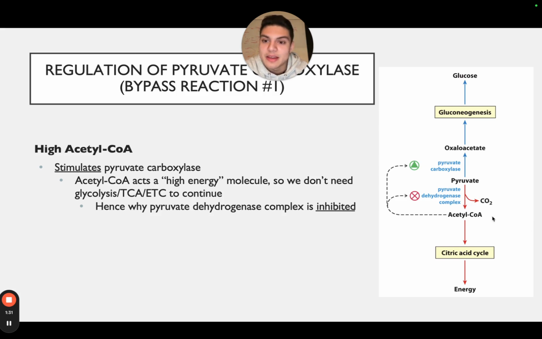treat acetyl-CoA as a high energy molecule. So we don't need glycolysis, TCA, ETC to continue if we have a high concentration of this, right? It's being backed up because the citric acid cycle is being inhibited by high energy molecules like ATP and NADH, because we have a high surplus of them. And because that's being inhibited, this backs up. The acetyl-CoA is then saying, okay, we're backed up right now, because the citric acid cycle is not going. So we're going to stop glycolysis, or stop the pyruvate dehydrogenase complex from working, and we're going to stimulate pyruvate carboxylase to convert the pyruvate into oxaloacetate. That's why the pyruvate dehydrogenase complex is inhibited in this case, and pyruvate carboxylase is activated.